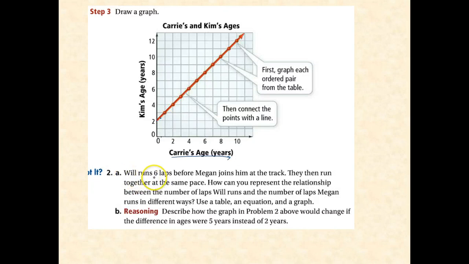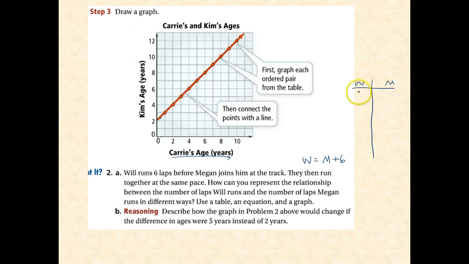Okay, so Willie is going to run 6 laps before Megan joins him at the track. So I can already tell you one thing. Will's laps equals Megan's laps plus 6. There's one way. How about this? Will, Megan.